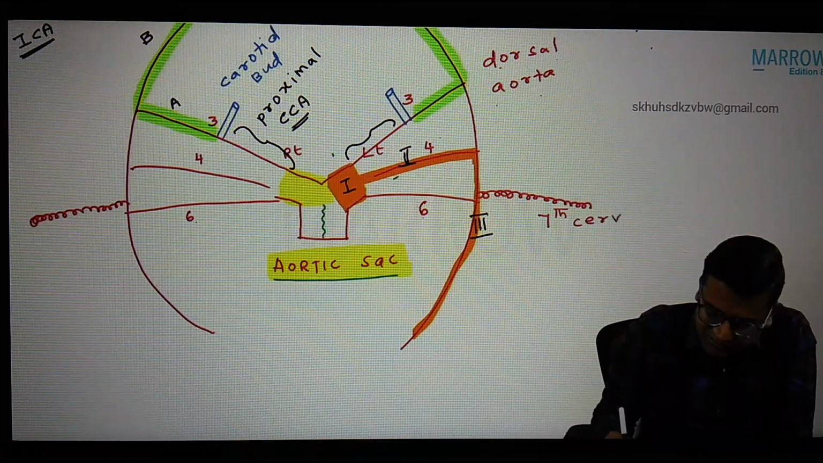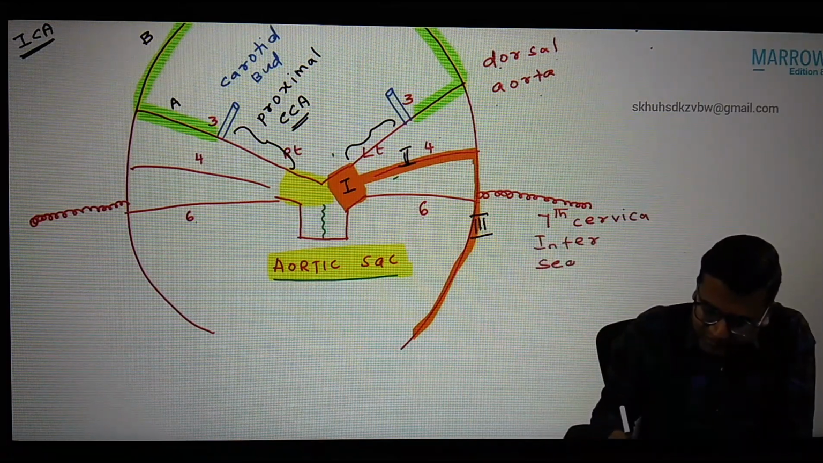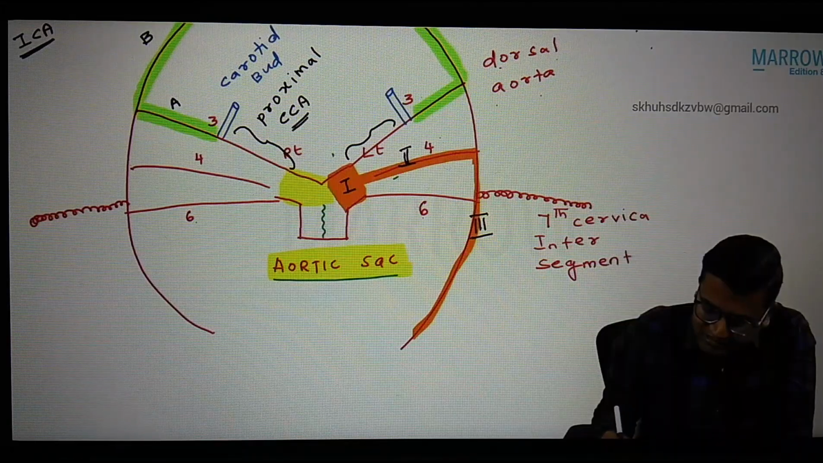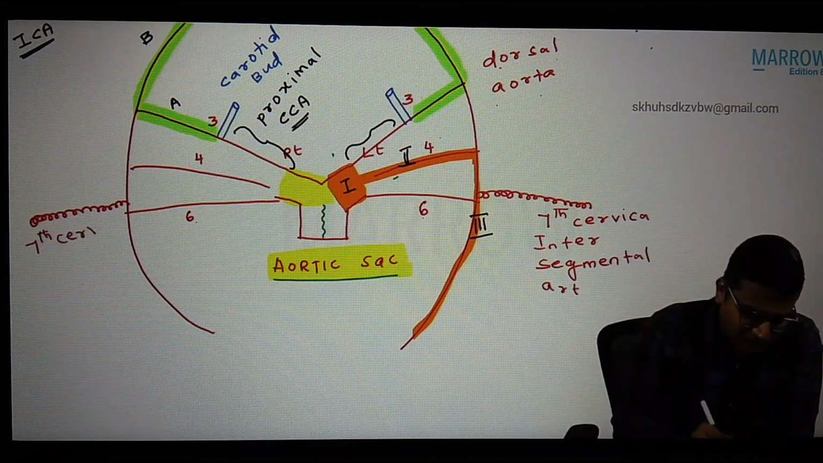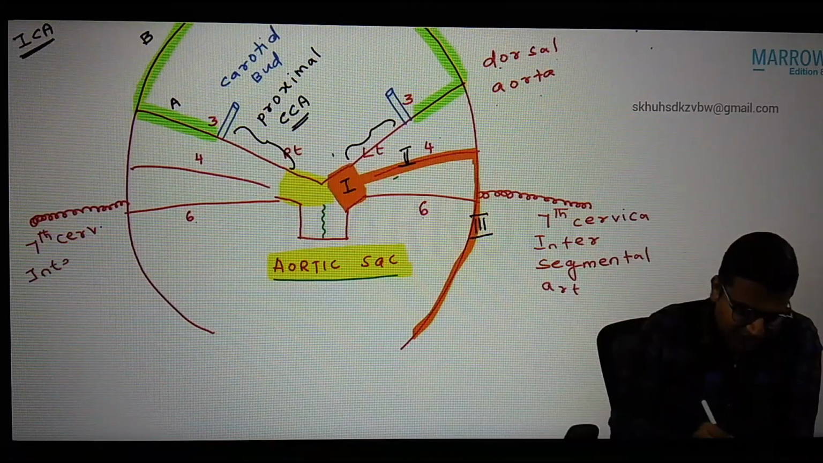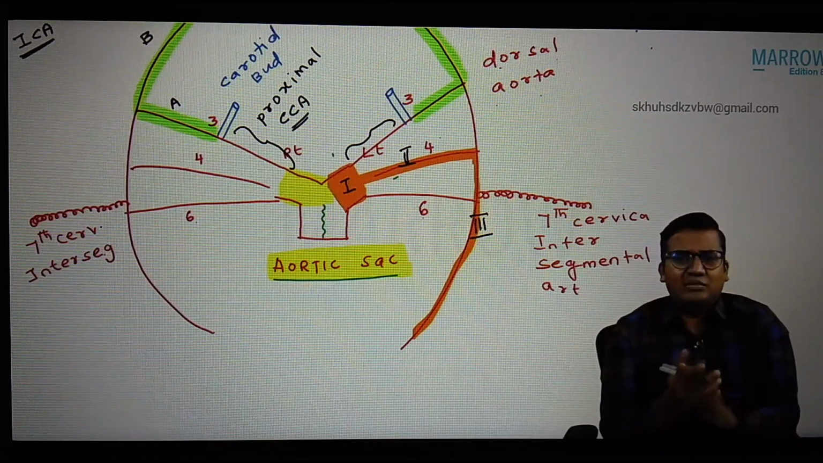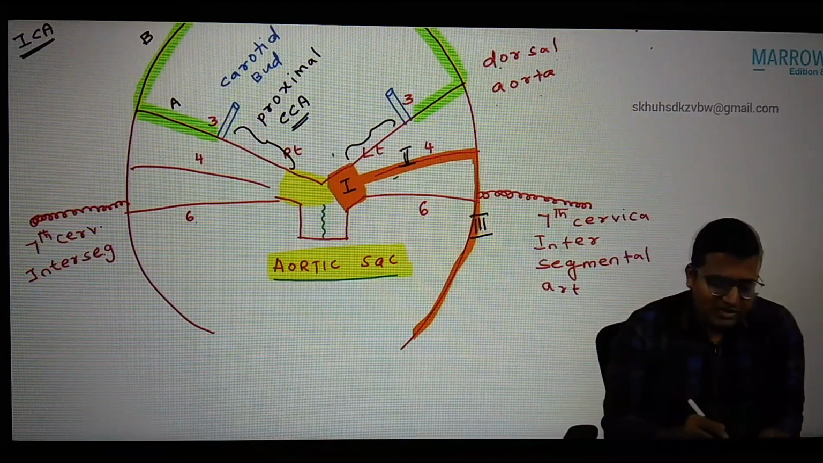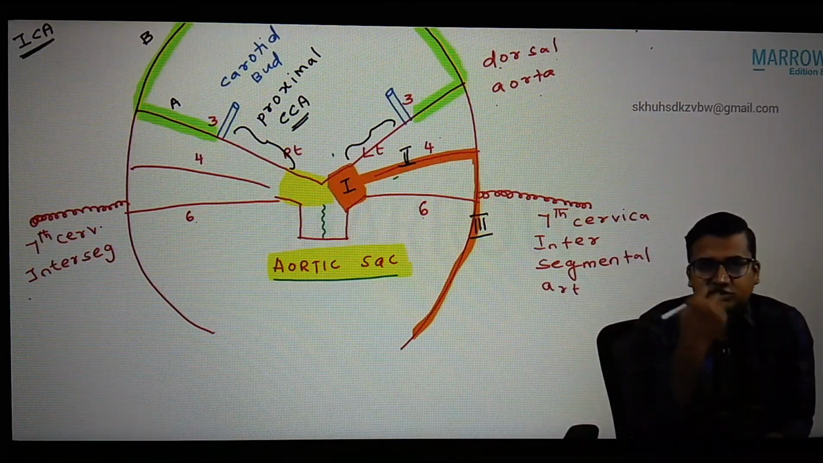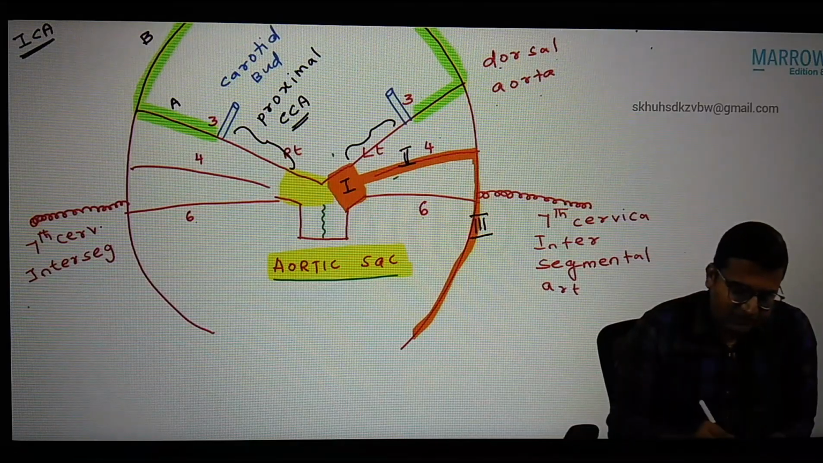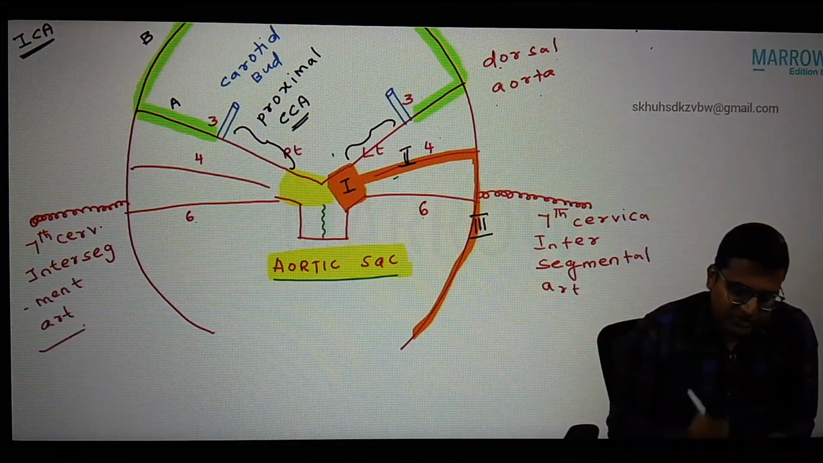This is the 7th cervical intersegmental artery, on either side. Many segmental arteries will be there, but we are bothered only about the 7th cervical intersegmental artery. Why? Because that is the one which contributes to the subclavian artery.